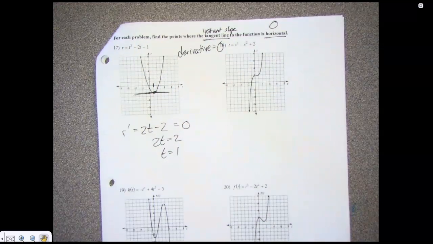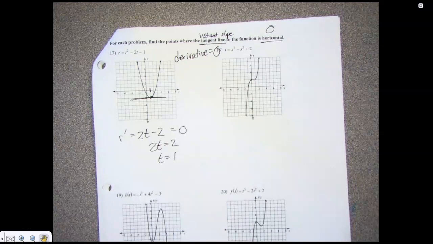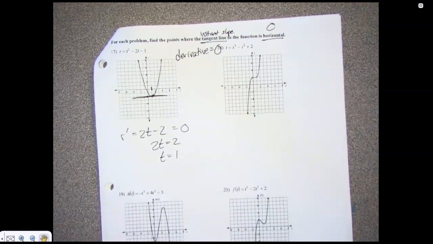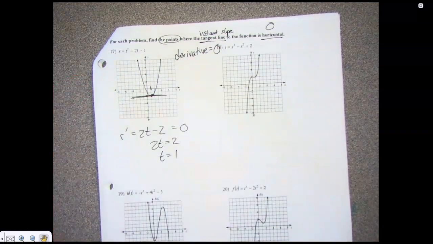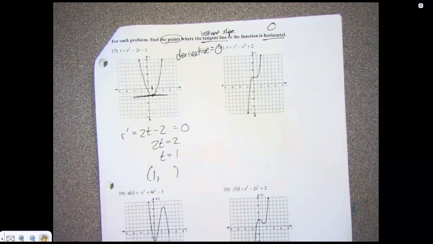People screw this up a lot. You turn that in like this, and I mark half off, and then you get mad. What am I missing if you read through the directions? The y value. It says points. It doesn't say find the x value. Sometimes it will say find the x value, and then you could just stop. But this says find the points. So now it's like 1 comma what?